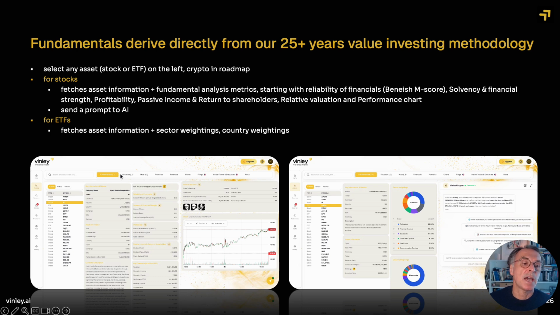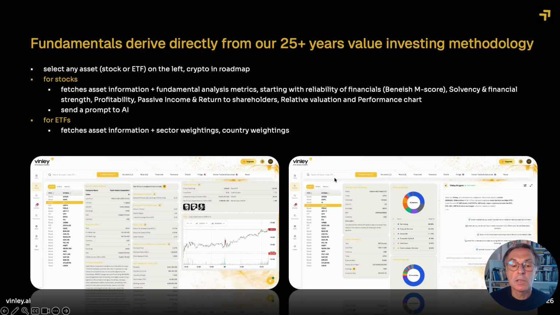For stocks, it fetches the fundamental analysis metrics, like reliability of financials, profitability, solvency and financial strength, relative valuation, those type of things. So typical things that we were doing already before in VinleyGPT, and the typical things that I recommend to do when performing a fundamental analysis. And then, of course, what you can do is send a prompt to the AI, and you can say to Vinley, analyze me the fundamentals.